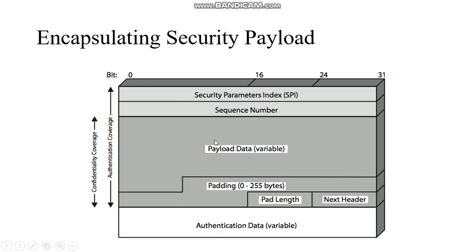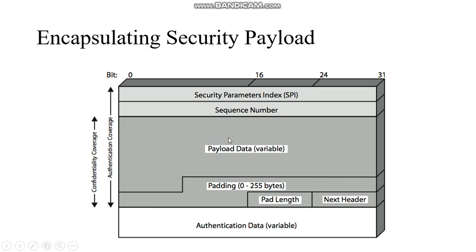Here the format of this ESP is given in this picture. It consists of various fields: security parameter index, sequence number, payload, padding, authentication data. The security parameter index is 32-bit information. It identifies a security association, and a sequence number contains 32 bits. It maintains the counter value. It provides anti-replay attack protection, and this is the payload data.